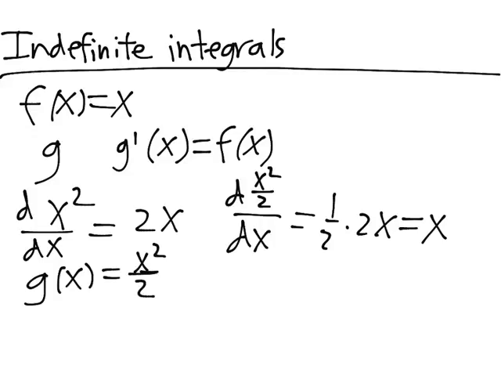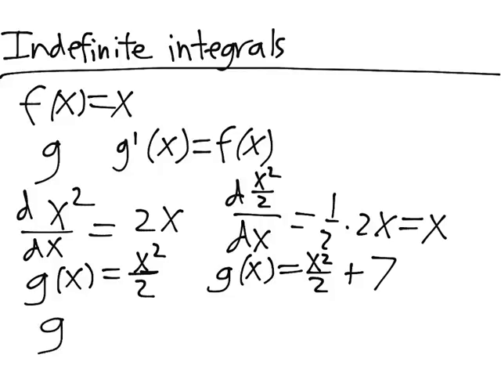But it's not entirely so simple. What if we had a function g of x equals x squared over 2 plus 7? Since differentiating g will get rid of the constant term of 7, the derivative of this function we can also write as g prime of x equals 1/2 times 2x plus 0, which is still x.